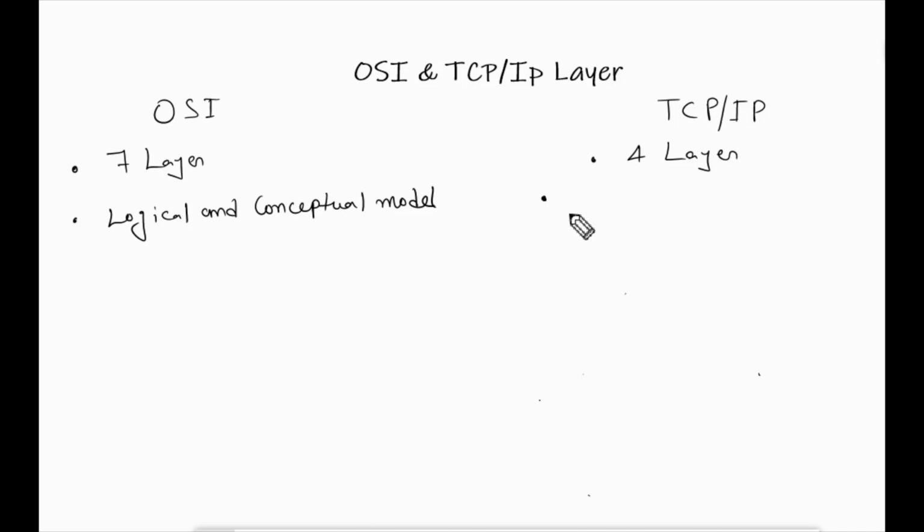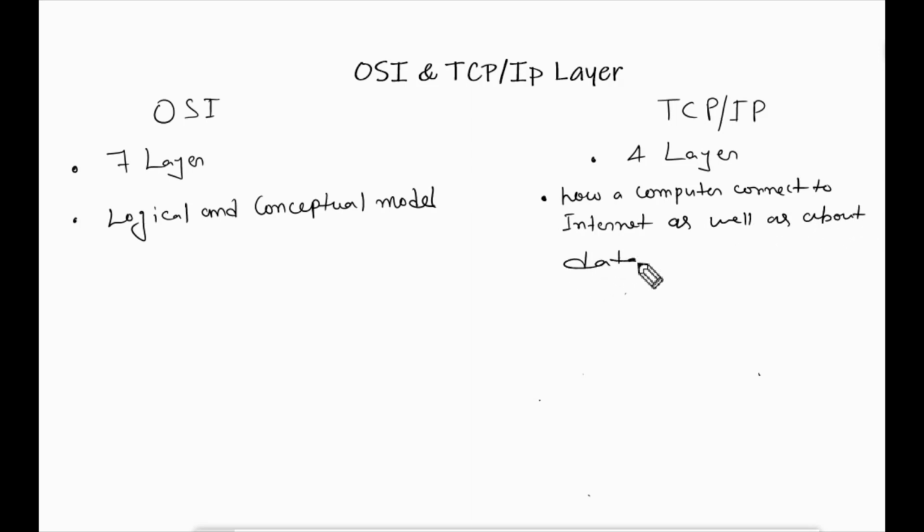where TCP/IP helps to determine how a specific computer should connect to the internet and how data transmission happens. So how a computer connects to the internet as well as about data transmission.